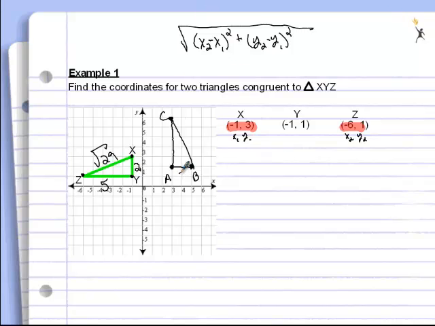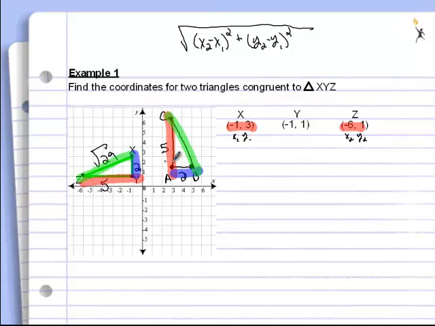If this length is 2, which it is, I can count, and this length is 5, this length has to be the same as this length. Let me show you what I'm saying. If this side is congruent to this side, and this side is congruent to this side, then this side has to be congruent to that side. And I'm going to prove it to you.